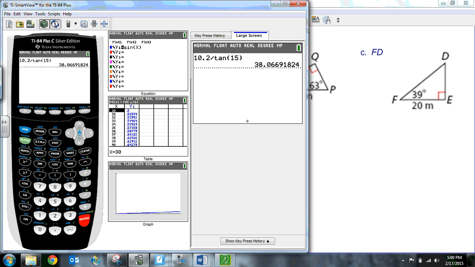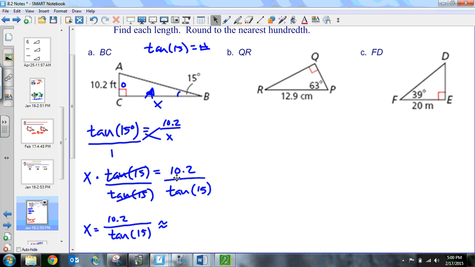And I end up getting that that side length is about 38.06. So let's write that. We get that this is about 38.06. Now the question is, is that reasonable? If this is 10 and that's across from a very small angle, then this side would be much larger. And it seems to about make sense. It seems pretty reasonable to me.